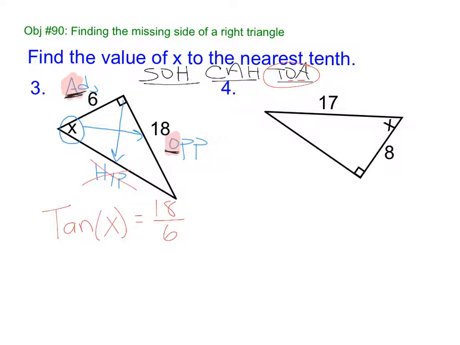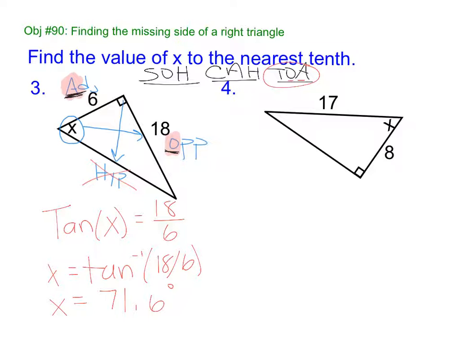We don't have any information about the hypotenuse, so we can't use sine or cosine, because both involve the hypotenuse. So I'm going to do the inverse. So x equals tan minus 1 of 18 over 6, which is just 3. I'm going to plug that in my calculator, and I get 71.6 degrees. Okay, so I want you to pause the video and do the second one on your own.